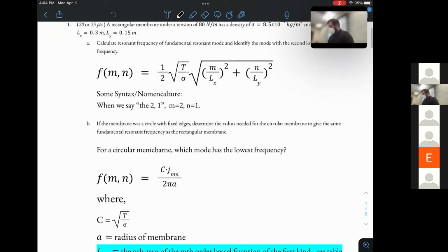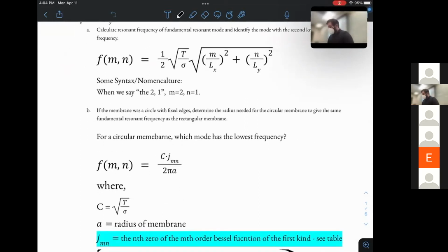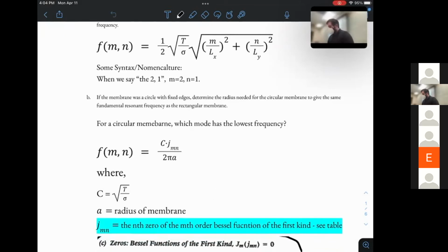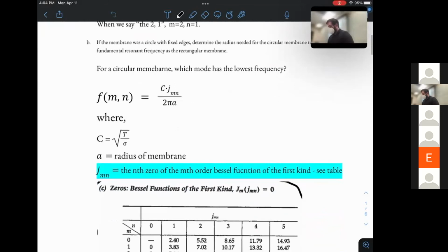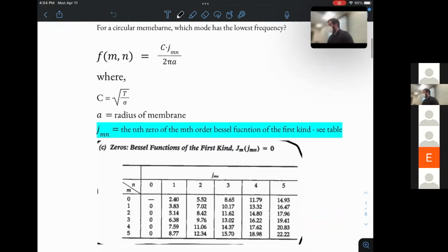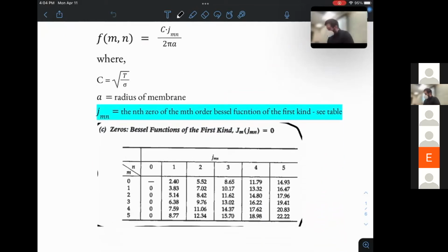Okay, there you go. If the membrane was a circle with fixed edges, determine the radius needed to get the same fundamental frequency. Know how this works. Look at your Bessel zeros table, right? Practice this. Know how this works. Know what these modes look like. You know what I mean?